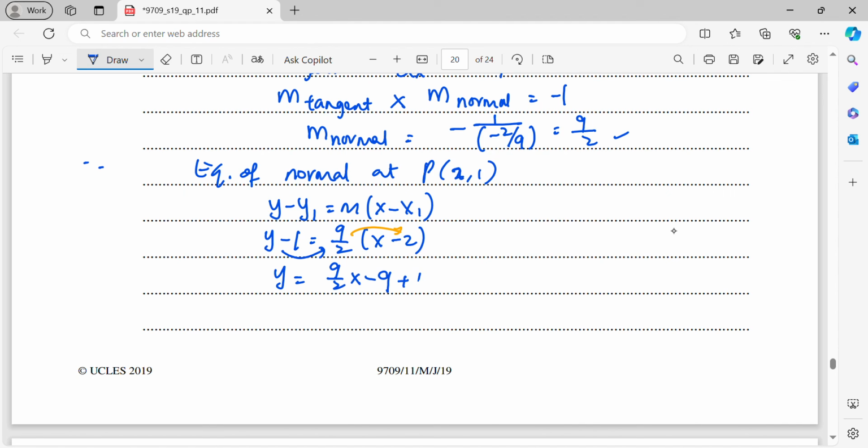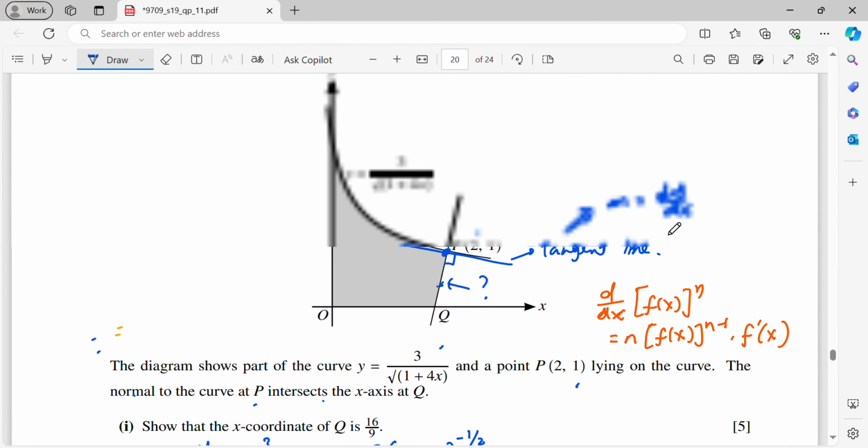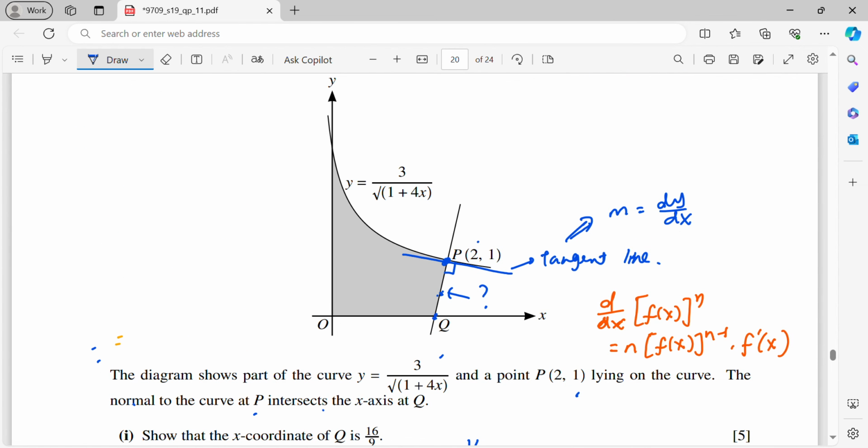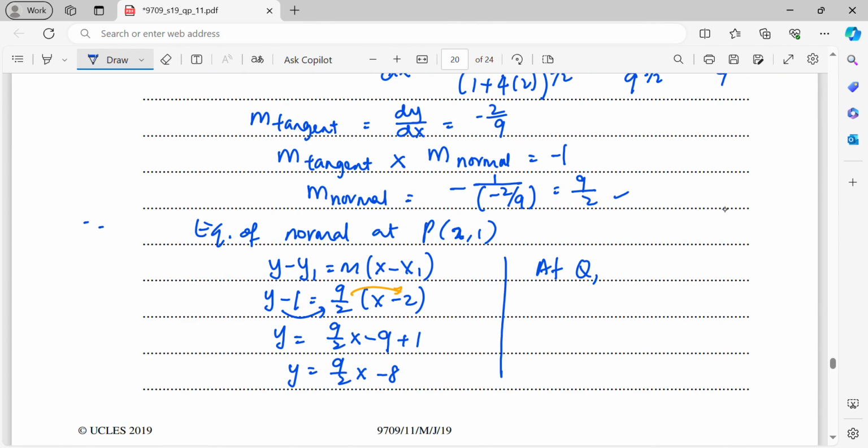That is plus 1. So I'm getting y equals 9 over 2 x minus 8. So then from here you can just write at Q, basically, at Q, the y is 0. So now I need to find out what is the x. So y equals 0 means 0 is 9 over 2 x minus 8. So in other words, 9 over 2 x is 8.